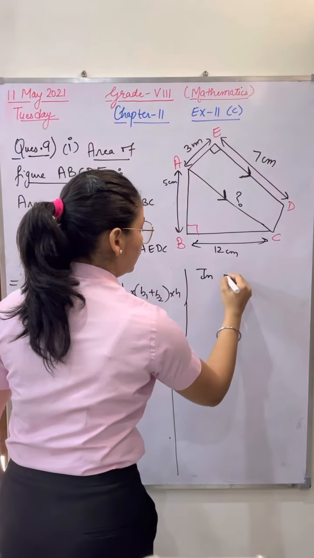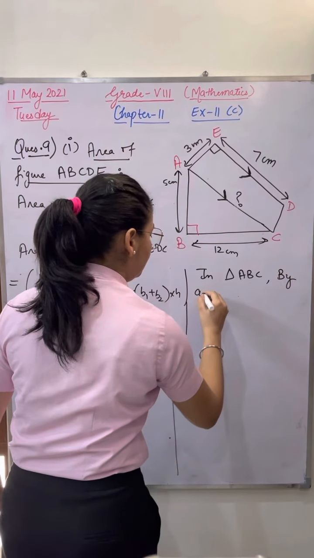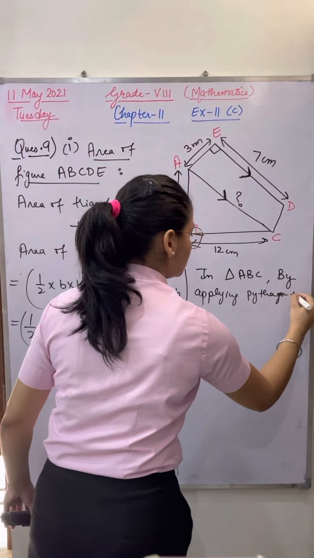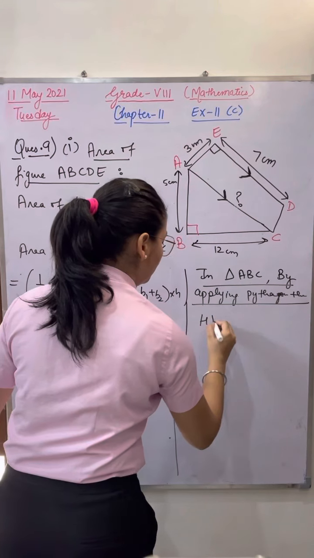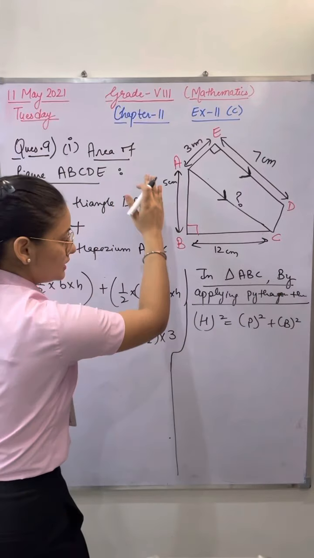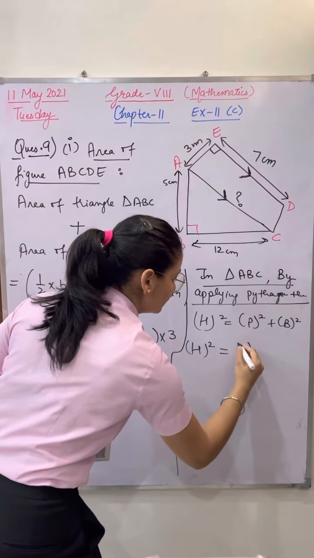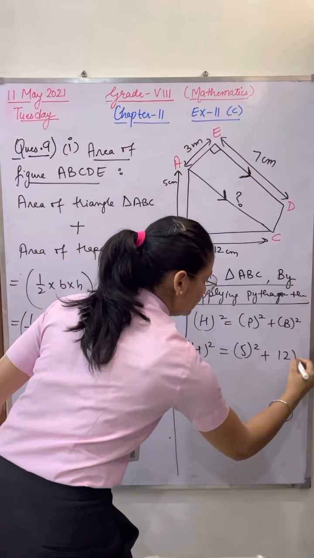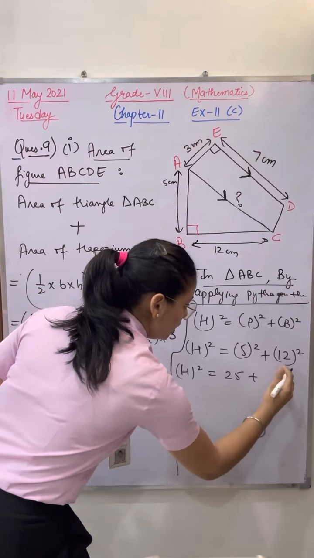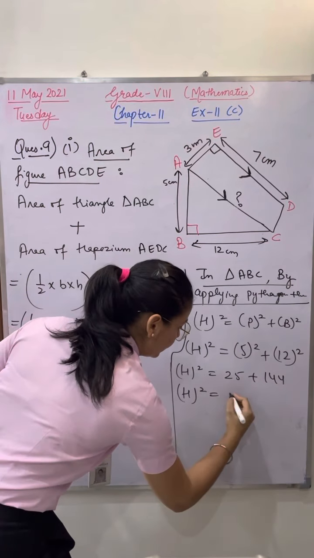So in triangle ABC, by applying Pythagoras theorem, hypotenuse square is equal to perpendicular square plus base square. I'm going to take out this hypotenuse. Hypotenuse square is equal to perpendicular, 5 centimeter, square plus base, 12 centimeter, square. 5 square is 25, 12 square is 144. 25 plus 144 is 169.